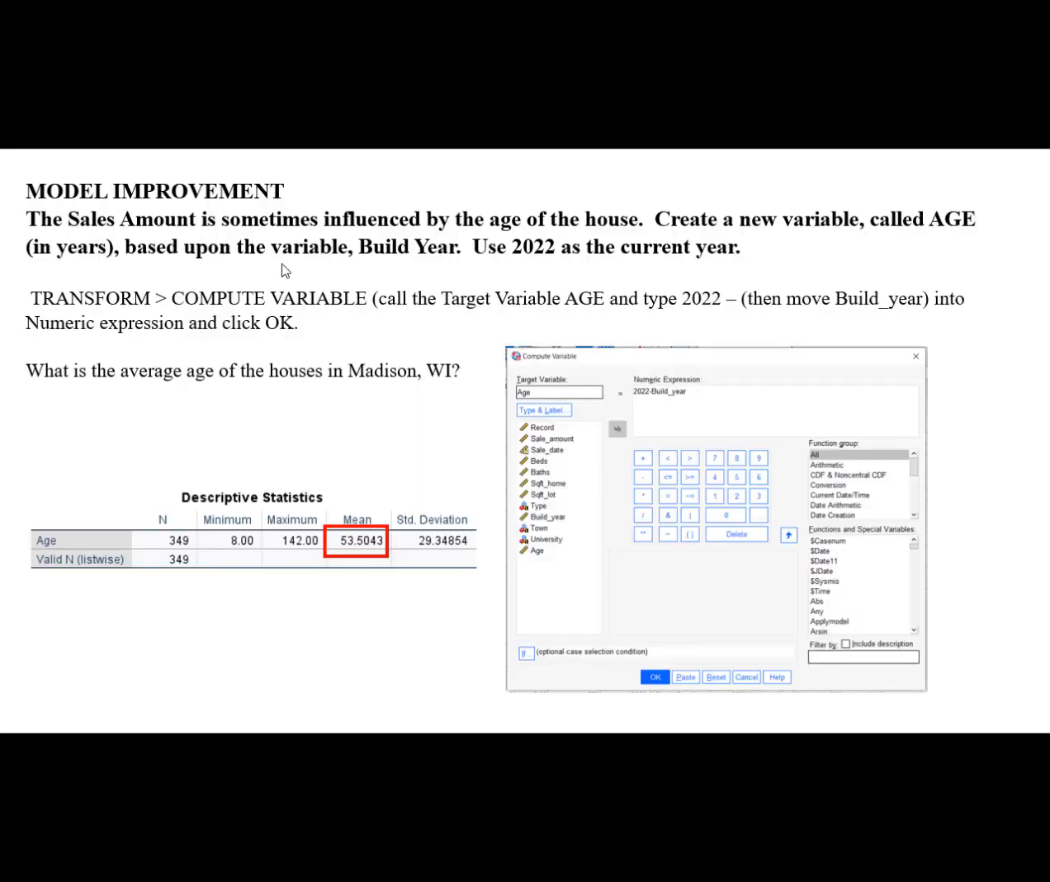Okay, so let's try model improvement. The sales amount is sometimes influenced by the age of the house. Create a new variable called age in years based upon the variable build year. Use 2022 as the current year.